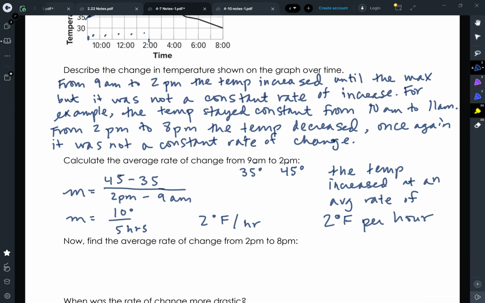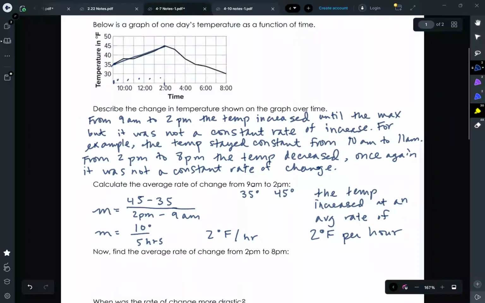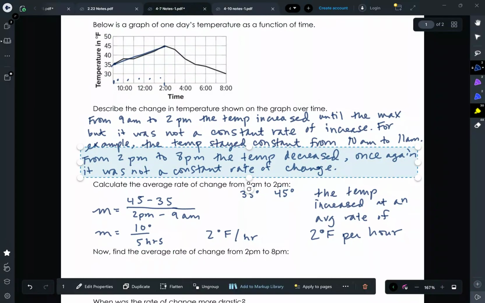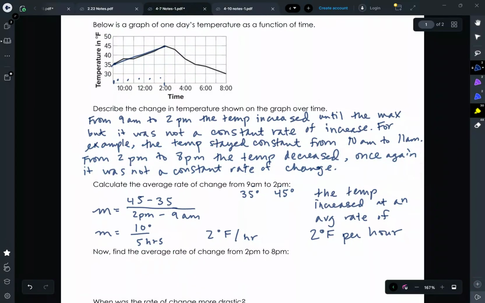Now find the average rate and temperature from 2 p.m. to 8 p.m. Okay, so again, at 2 p.m., what was my temperature? My temperature was 45 degrees Fahrenheit. At 8 p.m., it looks like my temperature was 30 degrees Fahrenheit. So what's going on in here? So I've got to do my slope again.